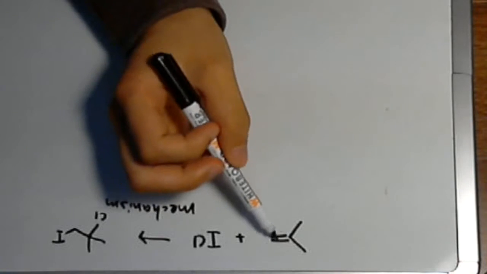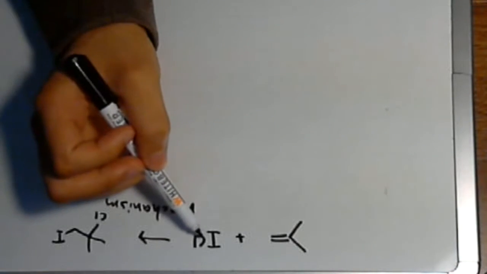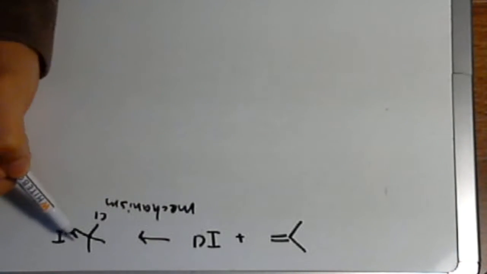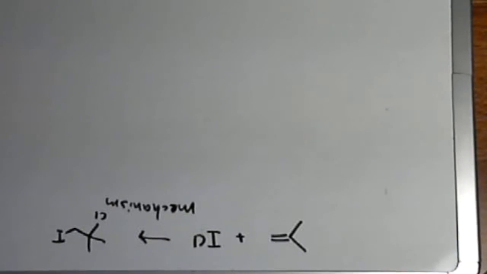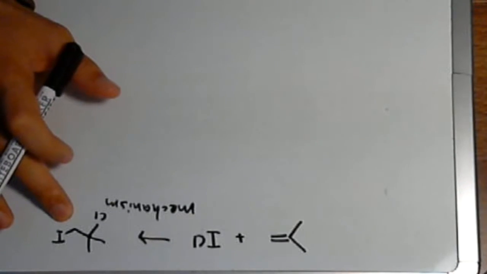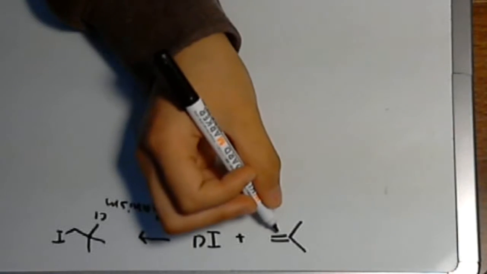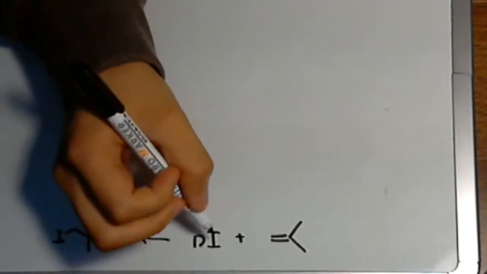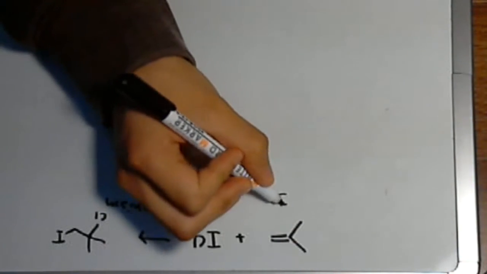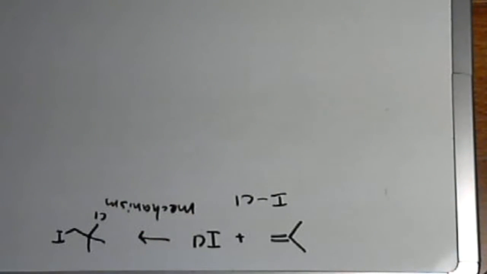Okay, so we have this alkene here, and we're going to react it with ICl to get this compound. And the problem wants you to explain why the I and Cl are placed the way they are. Okay, so first we have this compound here, right? And it's going to react with ICl.